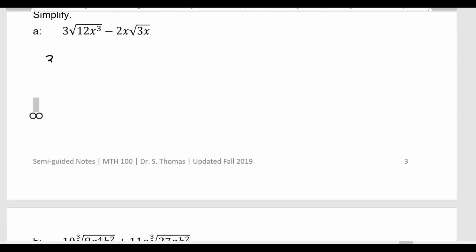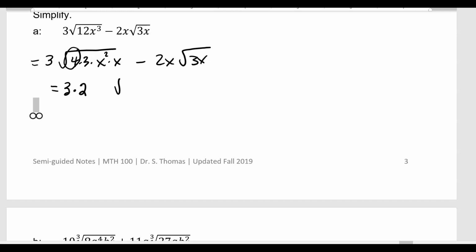We have 3 times radical 12x cubed, so that's 4 times 3. But again, that's x squared times x, minus 2x times the square root of 3x. Now the square root of 4 is 2, so it goes on the outside. That 3 remains under. Again, square root of x squared, that's x. That goes on the outside. And then we have an x under there.